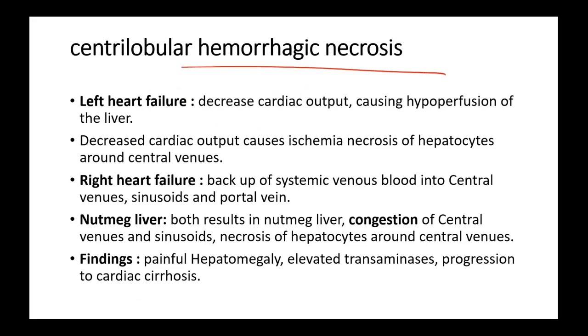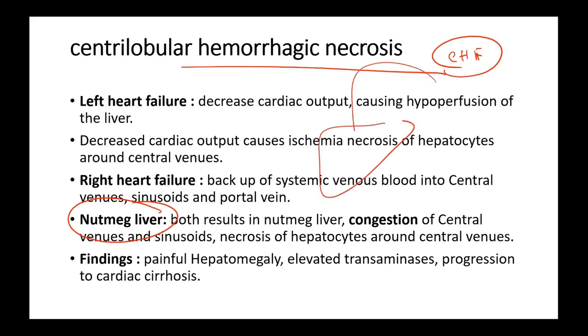Centrilobular hemorrhagic necrosis is also called nutmeg liver. So let's say someone has severe heart failure. There is this backing up of fluid into the lung and then back into the liver. So that will result in congestion of central vein, which will result in necrosis of hepatocyte around the central vein.